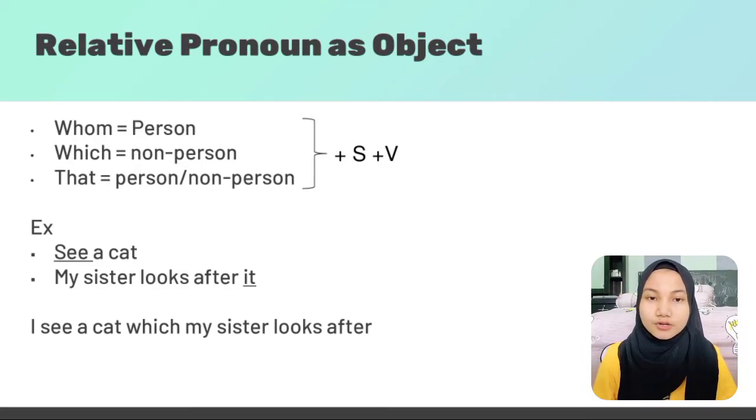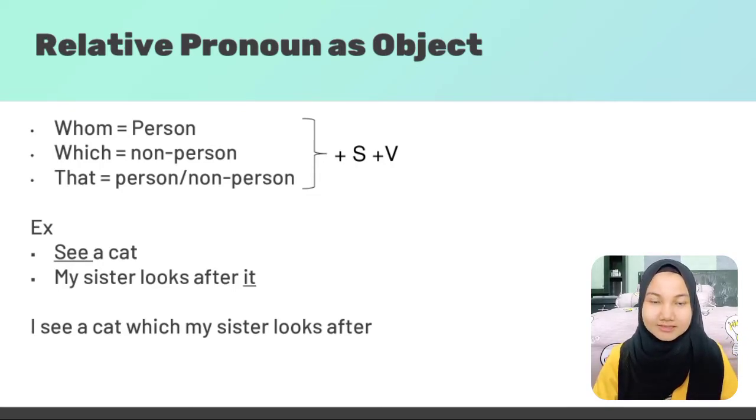Which is for non-person, whom is for person, and that is for both person or non-person. The important thing that you should remember is that whom, which, and that are always followed by subject plus verb. Okay, let's jump to the example.